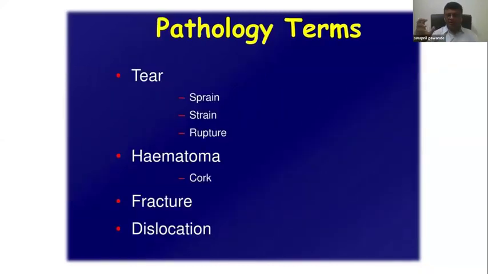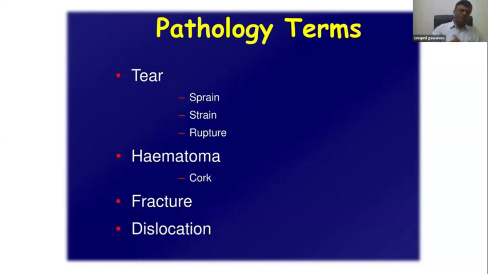Then the pathological terms, the tear, the sprain, strain and rupture are commonly the same. For example, if I call it a tendon tear, it means that it is a tendon sprain or tendon strain or tendon rupture. These are sometimes all called in the same manner. Then if a muscle strain is there or muscle rupture is there, it is the same as the tear.